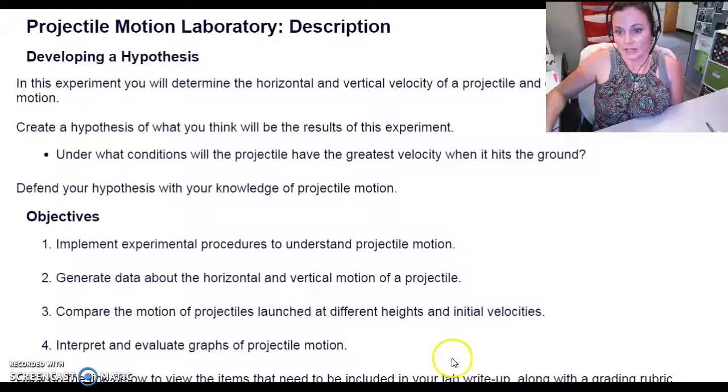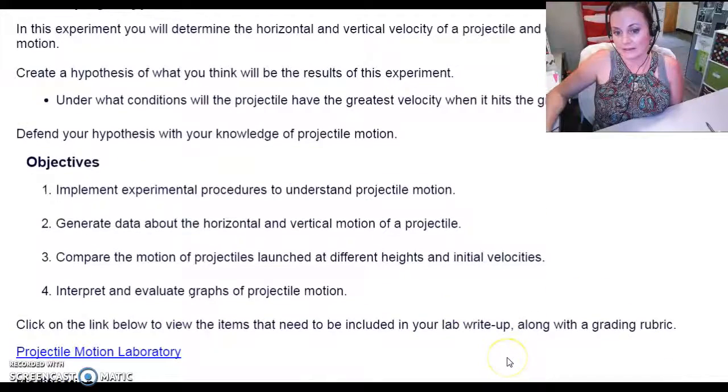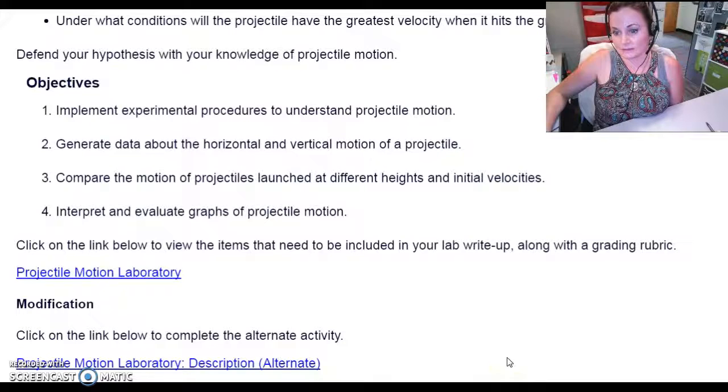The second page just asks you to develop a hypothesis and talks about objectives. Do not look at this grading rubric. It stinks. Use the one that I gave you in Google Docs, okay? Do not do the modification. That only gets done with permission from me in special circumstances.